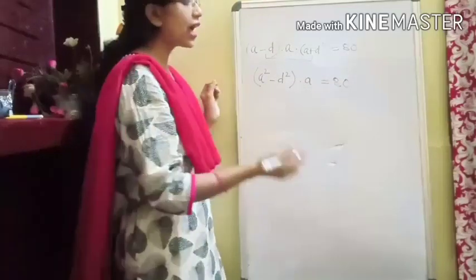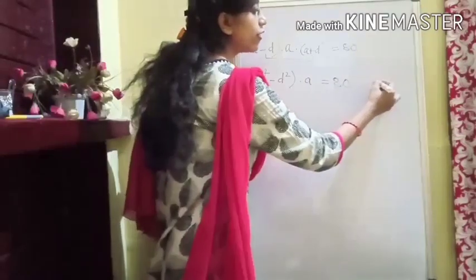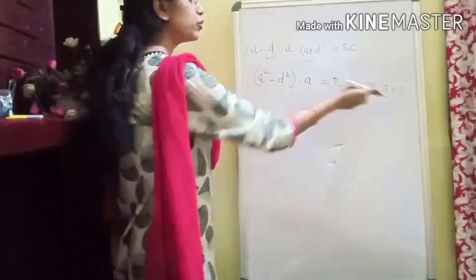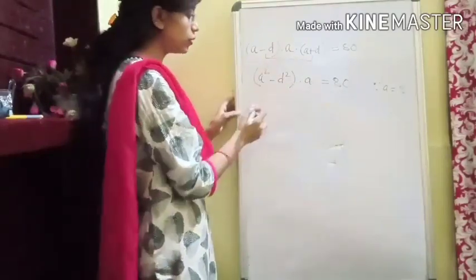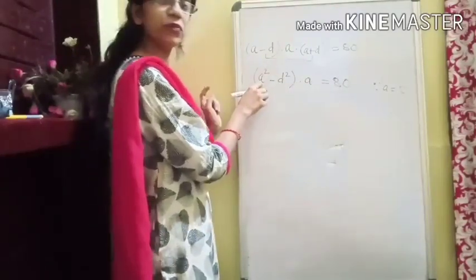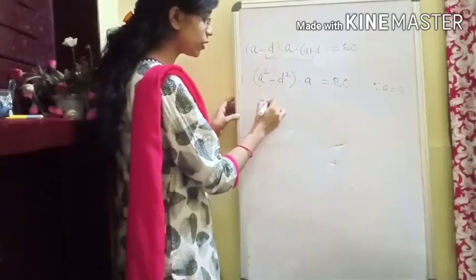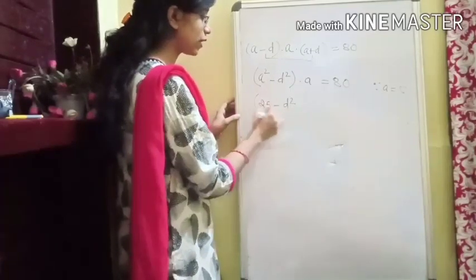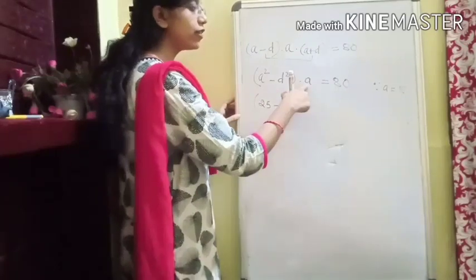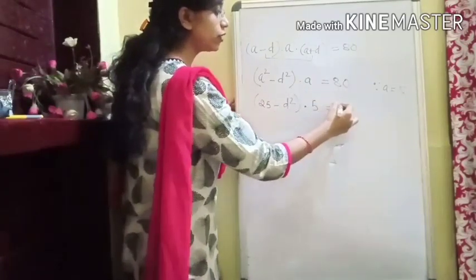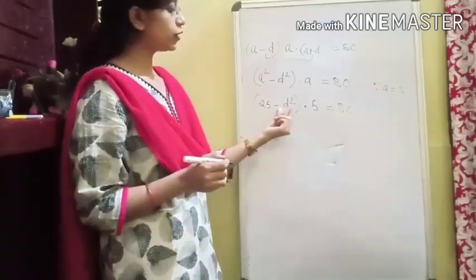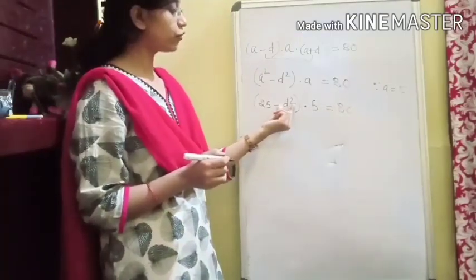Is it okay? And since we know that the value of a is coming 5, just now we have simplified, so we can put the value of a here and proceed. So a is 5. If we put the value of 5 here, it will give you 25 minus d square, which we don't know, so we will write d square like that, and then we have the value of a as 5 equals 80. Okay, now we have to calculate the value of d.